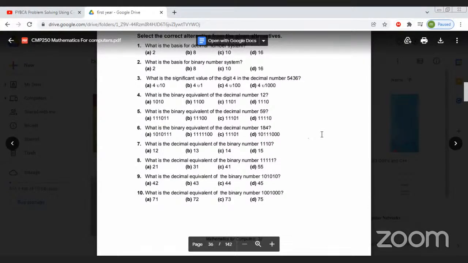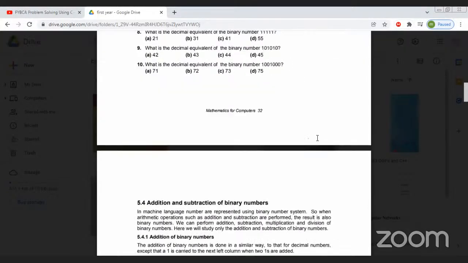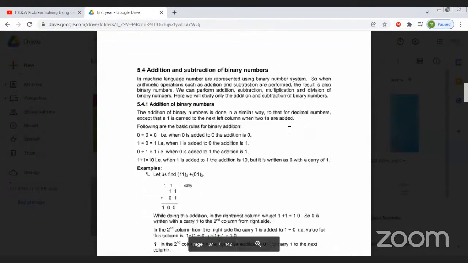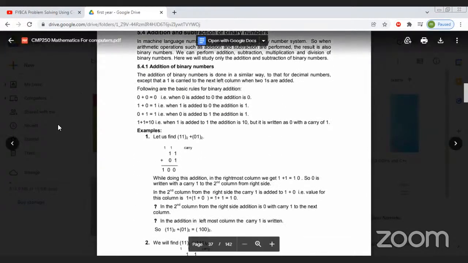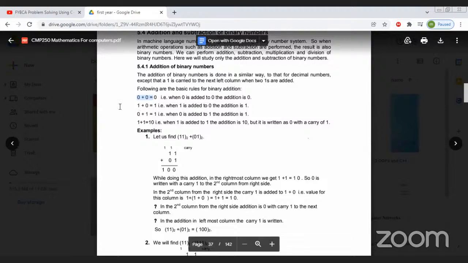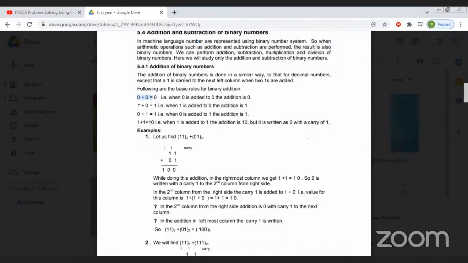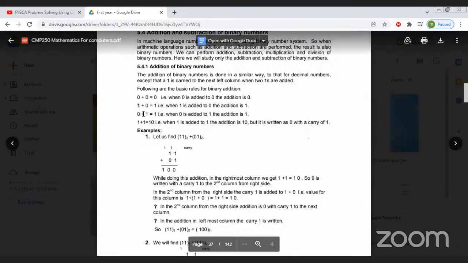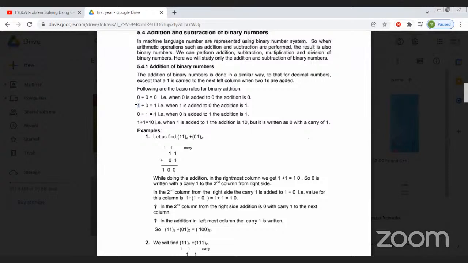Now we are done with decimal and binary numbers. Now let's talk about addition and subtraction. There are some rules we have to follow for binary numbers. 0 plus 0 is 0, which we know. In addition also we use it that way. 1 plus 0 is 1. 0 plus 1, vice versa, is also 1.